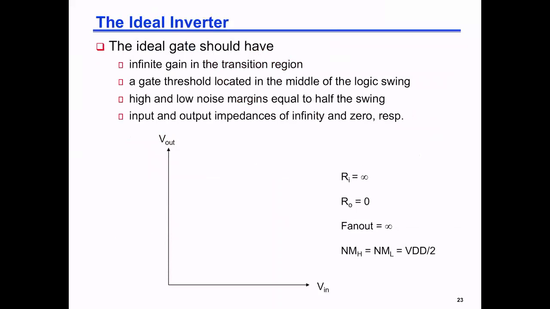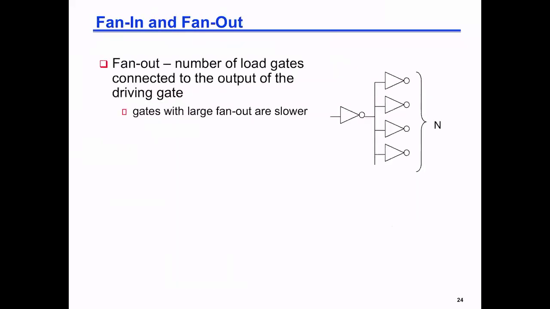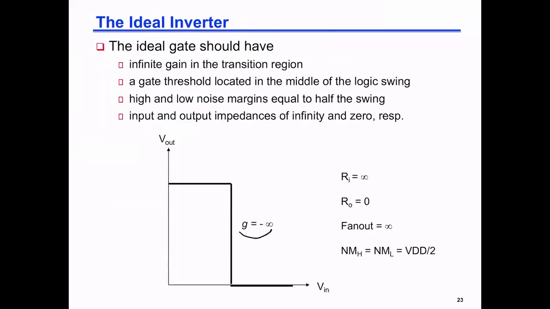So let us look here at really, therefore, what's my ideal gate? The ideal inverter or the ideal gate will have infinite gain. It will have zero gain here in those two regions. It will have the noise margin high and the noise margin low equal VDD over 2.